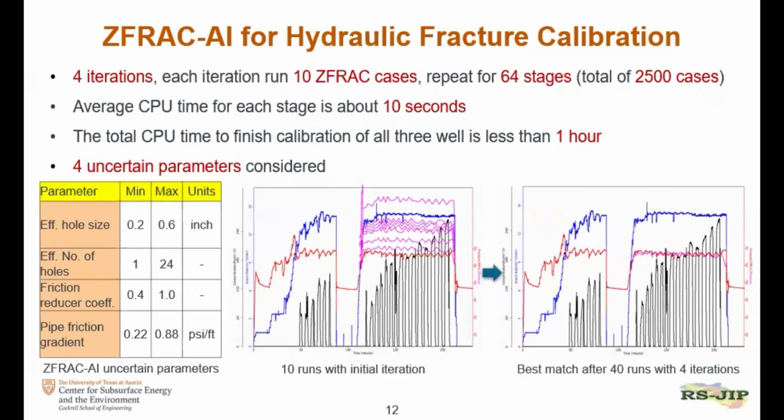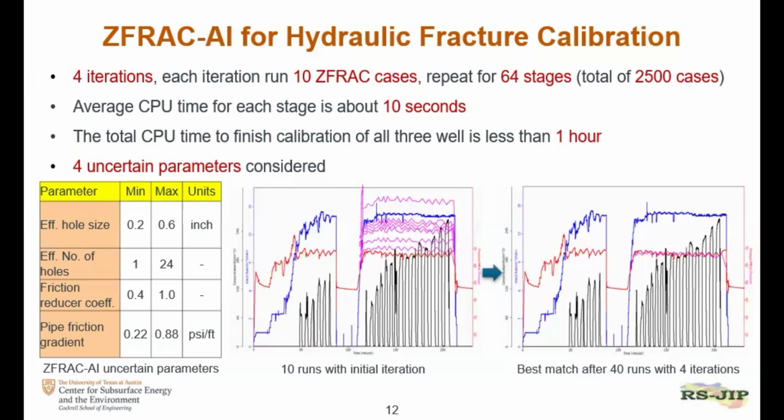Okay, so just to give an example, this is one of the cases that we ran before. So for this scenario, we are running the ZFRAC AI for hydraulic fracture model calibration. So here we're able to run 4 iterations of AI optimization, and each iteration runs about 10 ZFRAC cases. So we repeated this for more than 60 stages, totally about 2,500 cases. And the average CPU time for each stage is about 10 seconds.